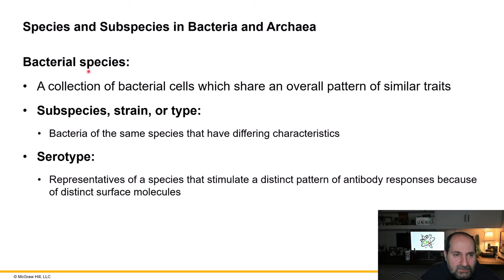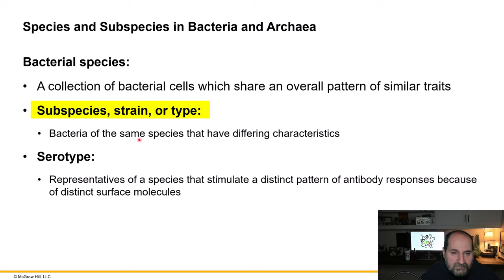So a bacterial species is defined as a collection of cells which share an overall pattern of similar traits. So for instance, what do we mean by similar traits? A trait might be the ability to break down lactose, the ability to break down hydrogen peroxide, the presence of a gram-positive cell wall, the presence of a capsule, the presence of flagellum. All of these are traits. So when you have bacterium that share the same traits, once they share enough traits, you can categorize them as the same species.